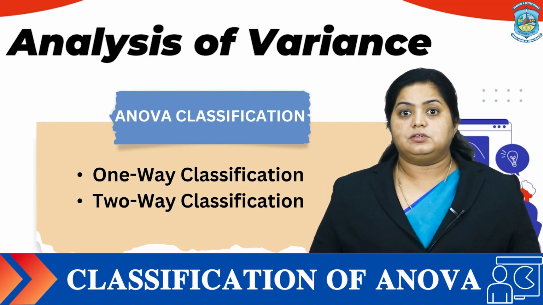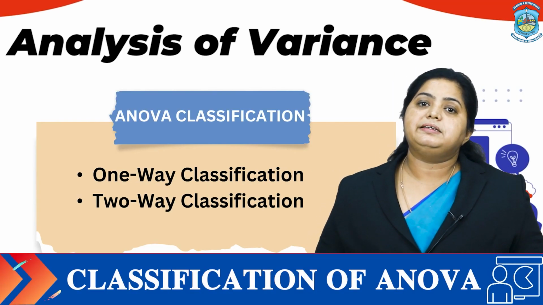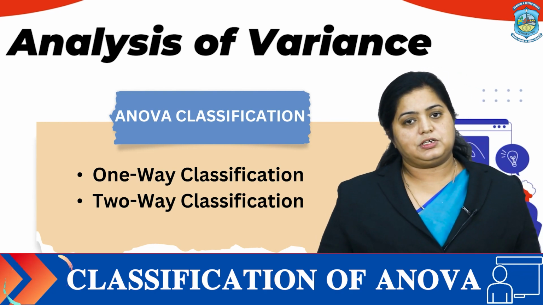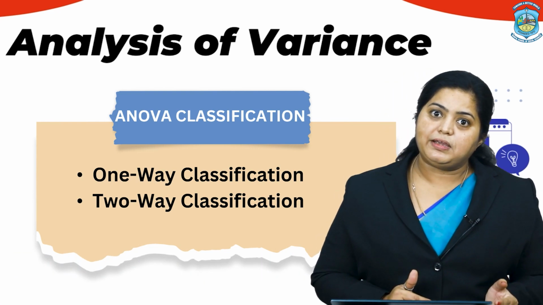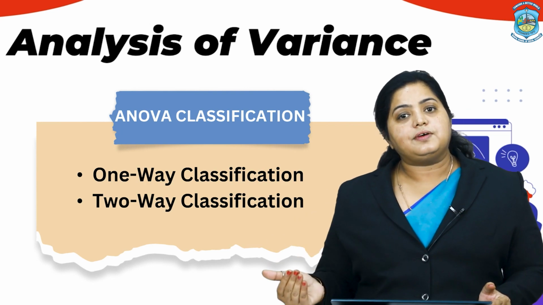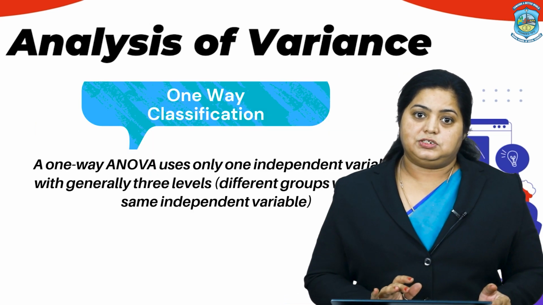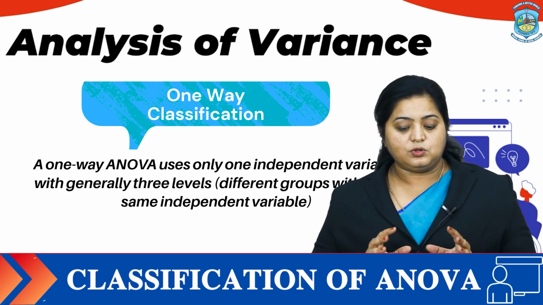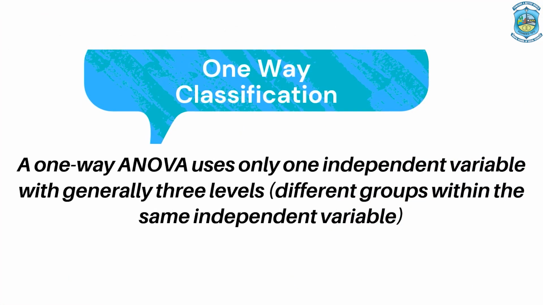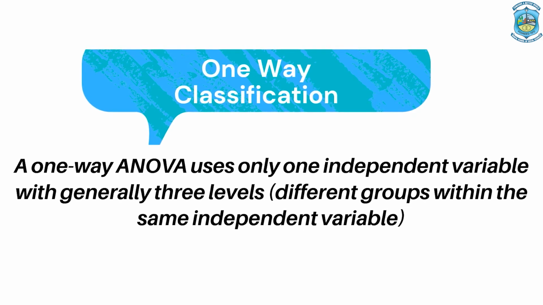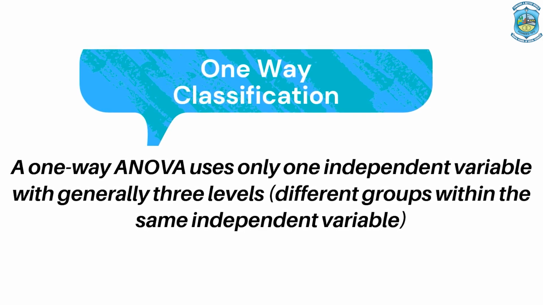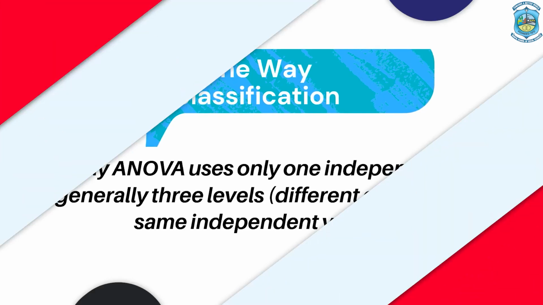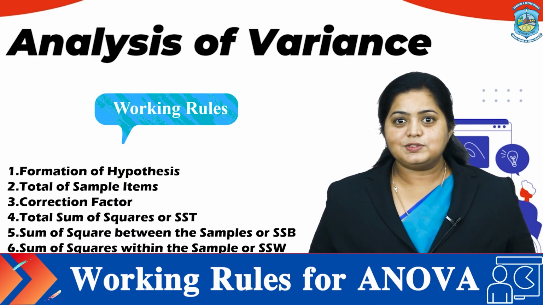ANOVA's classification. ANOVA is basically divided into two classifications. The first one is one-way classification and the other one is two-way classification. One-way classification is generally used for only one independent variable with three or more levels of the samples. Working rules for ANOVA.